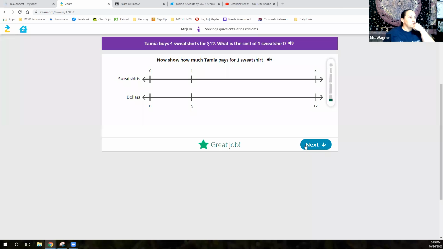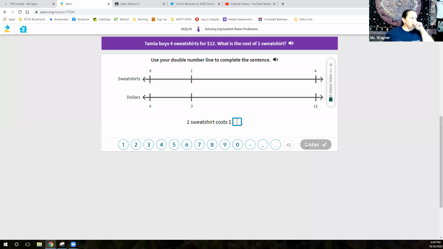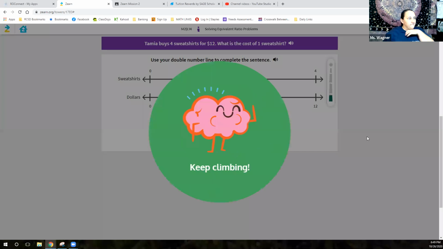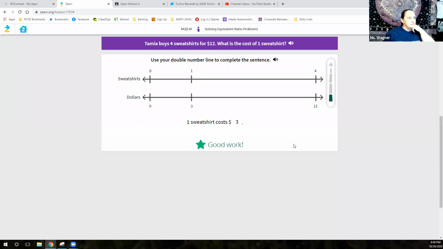Got it? Okay, 3. Now use your double number line to complete this sentence. One sweatshirt costs, okay, I got it, $3. Because that's how I use the double number line as you found there. What is next?